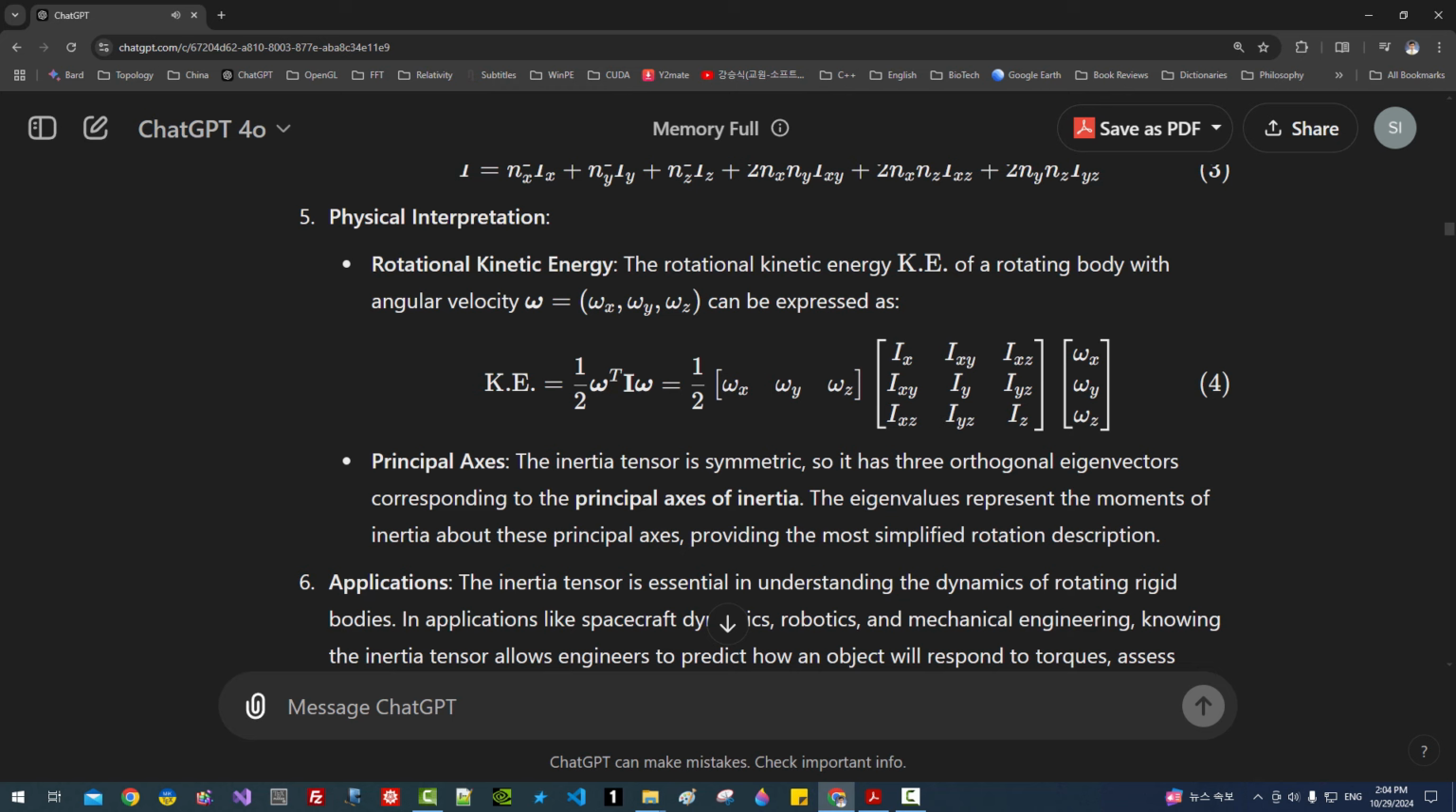Principal axes. The inertia tensor is symmetric, so it has three orthogonal eigenvectors corresponding to the principal axes of inertia. The eigenvalues represent the moments of inertia about these principal axes, providing the most simplified rotation description.